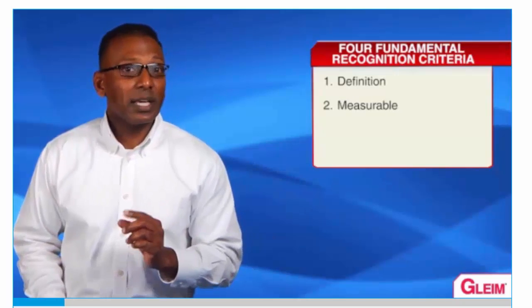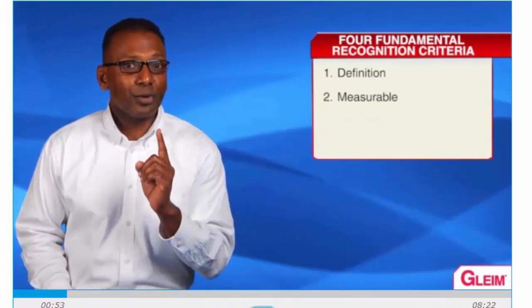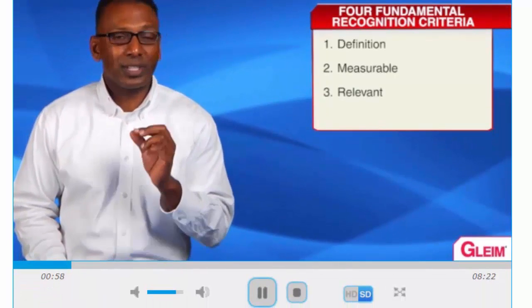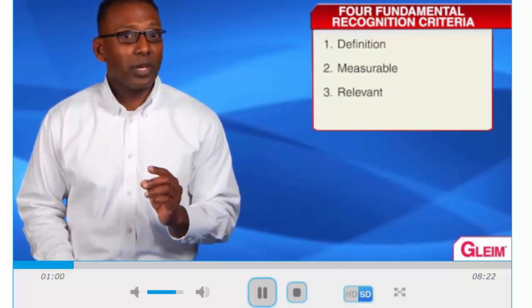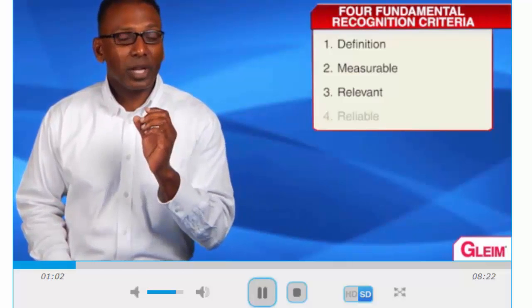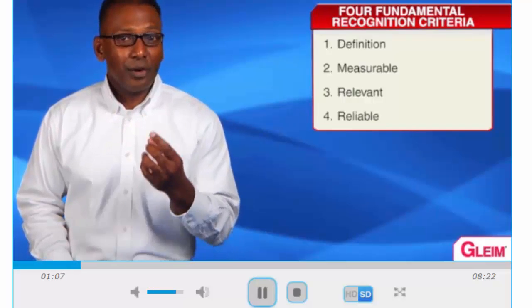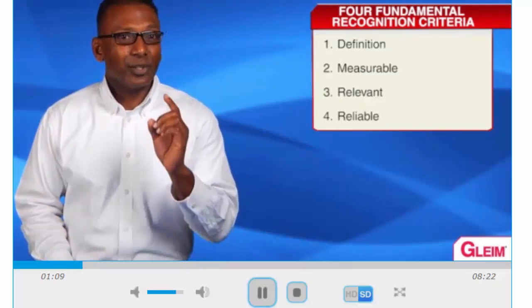The third one is the information about it must be relevant, that is, capable of making a difference in user decisions. And fourth, the information must be reliable. That is, it must be representationally faithful, verifiable, and neutral.